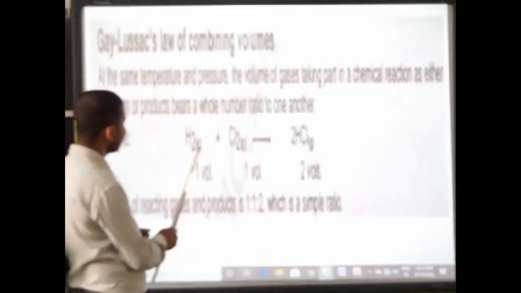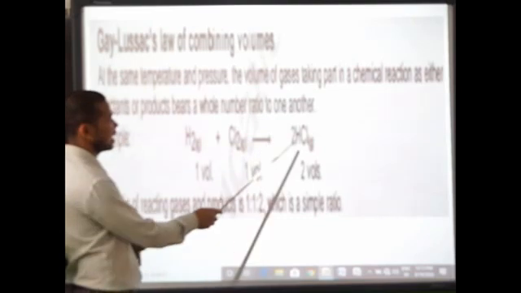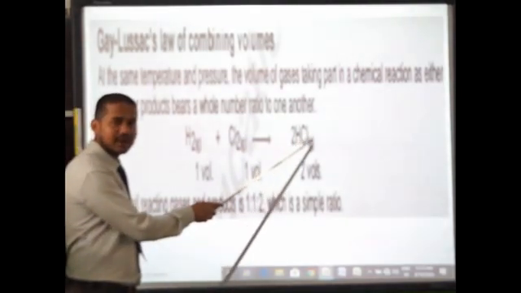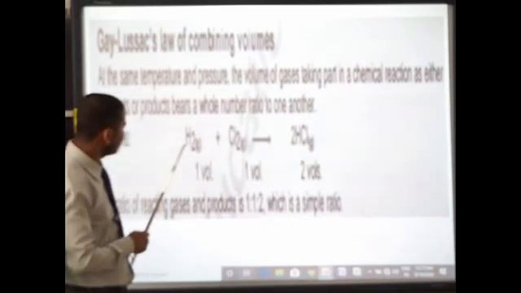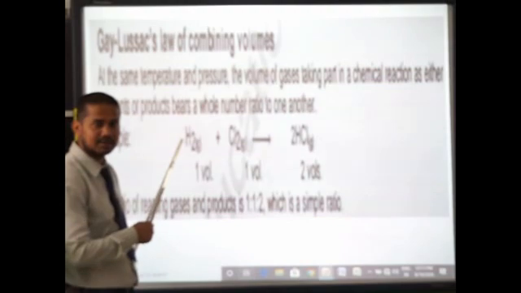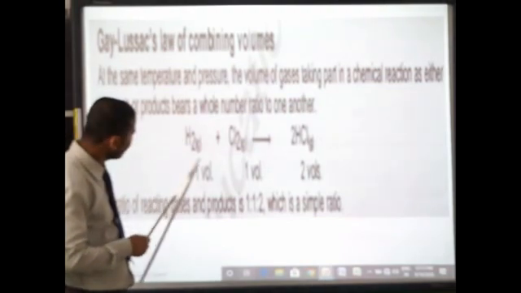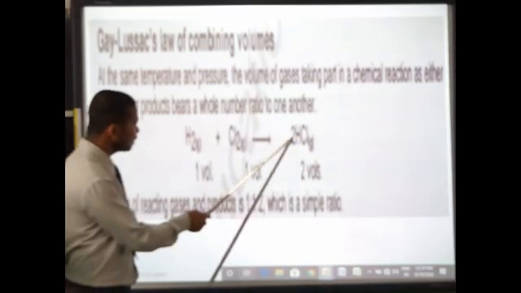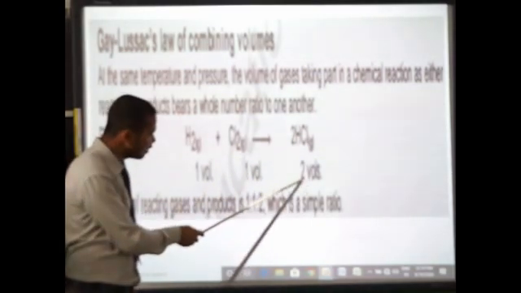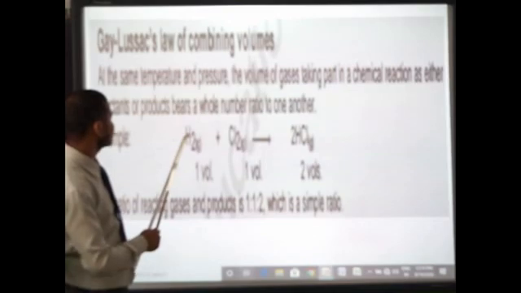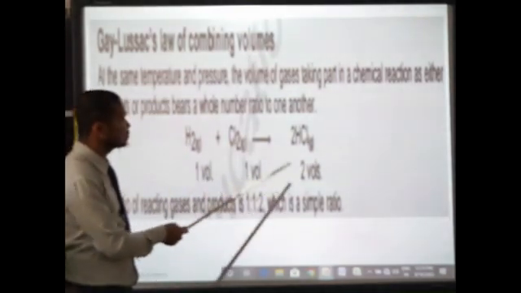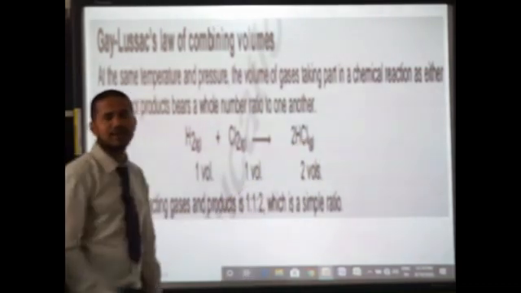Example: hydrogen gas plus chlorine gas reacts to give 2 molecules of hydrogen chloride gas. Here nothing is written in front, the coefficient is not there, which means 1. So 1 volume. Here also nothing is there in front, so 1 volume. Here 2 is there in front, so 2 volume. 1 volume of hydrogen gas combines with 1 volume of chlorine gas to give 2 volume of hydrogen chloride gas.